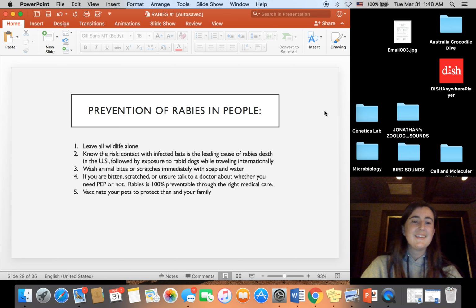The second thing is know the risk. Contact with infected bats is the leading cause of rabies death in the US, followed by exposure to rabid dogs while traveling internationally. The third step is to wash animal bites or scratches immediately with soap and water to prevent infection or spreading faster.